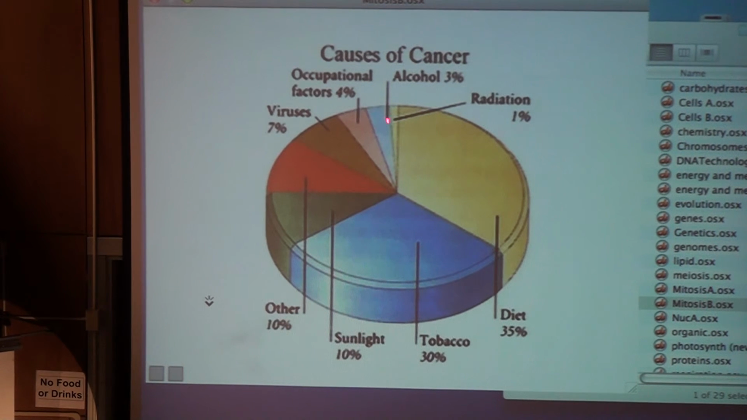Alcohol can lead to cancer. They're not exactly sure what the mechanism is for that one, but when the liver metabolizes alcohol molecules, it changes them into a slightly different molecule called acetaldehyde, which is carcinogenic.